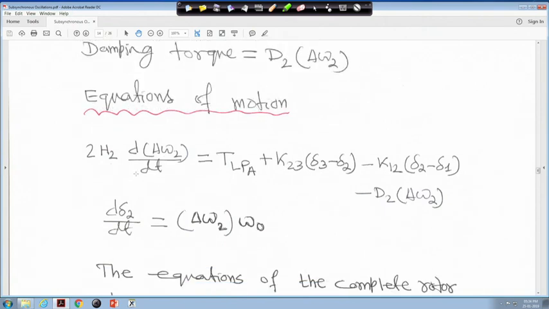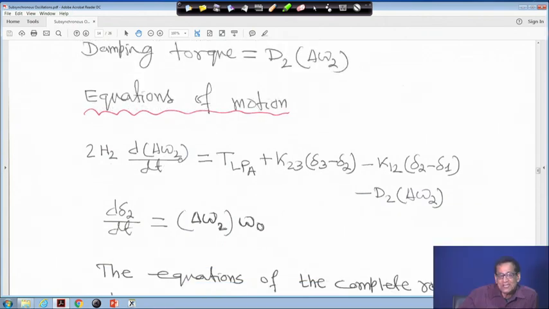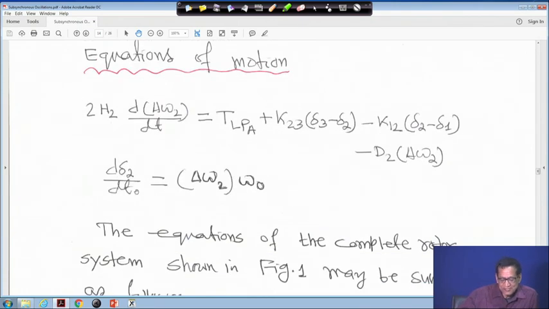So it will be 2H2 d/dt of delta omega 2 is equal to T_LPA plus K23 (delta 3 minus delta 2), then minus K12 (delta 2 minus delta 1), minus D2 delta omega 2, because these are the input torque, and this is your equation of motion. Similarly, d delta 2 by dt will be delta omega 2 times omega 0.